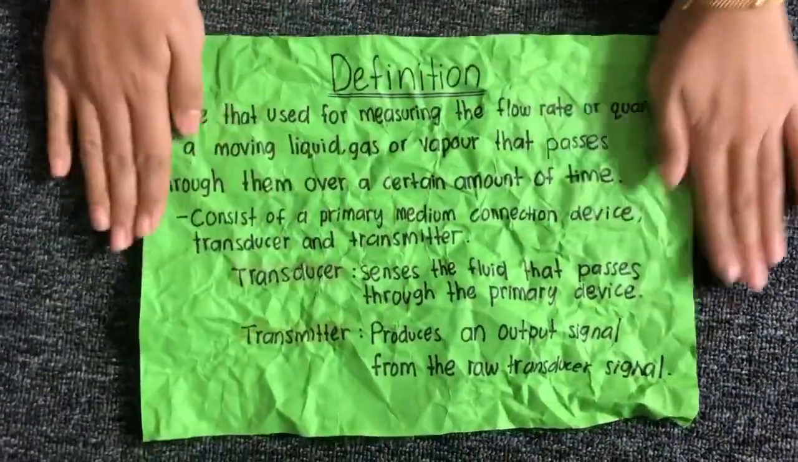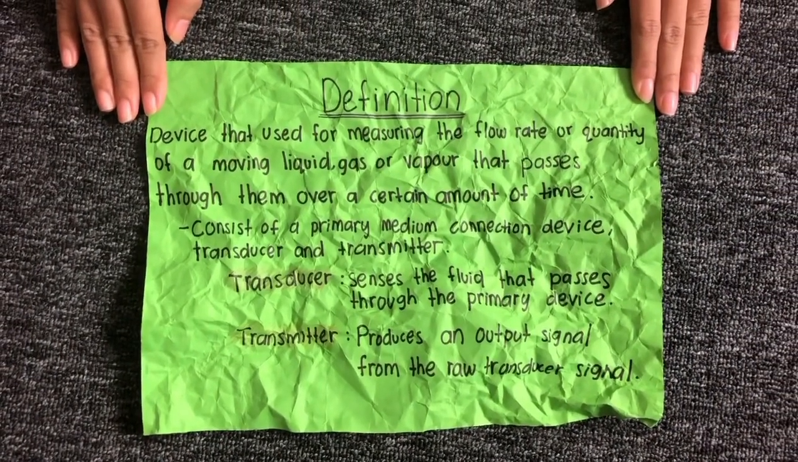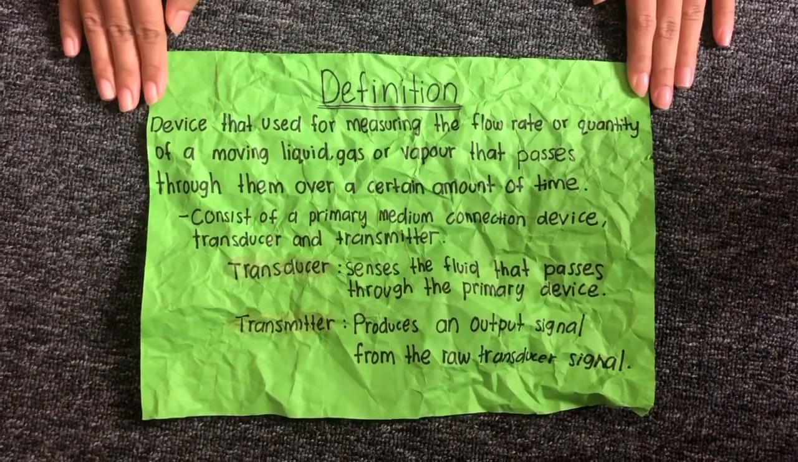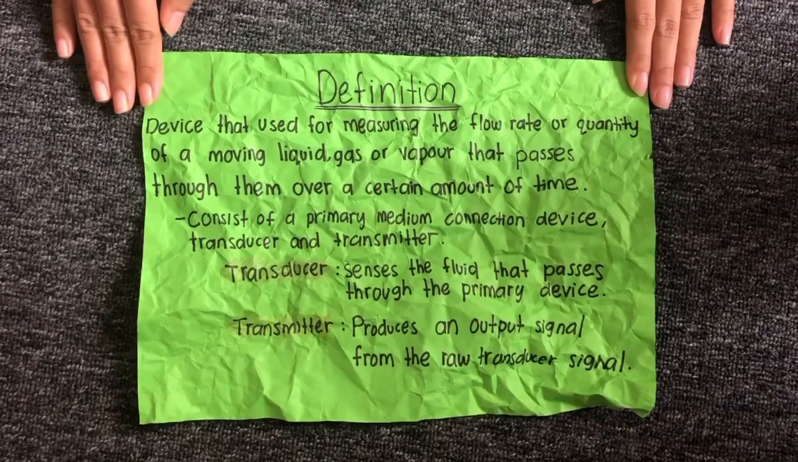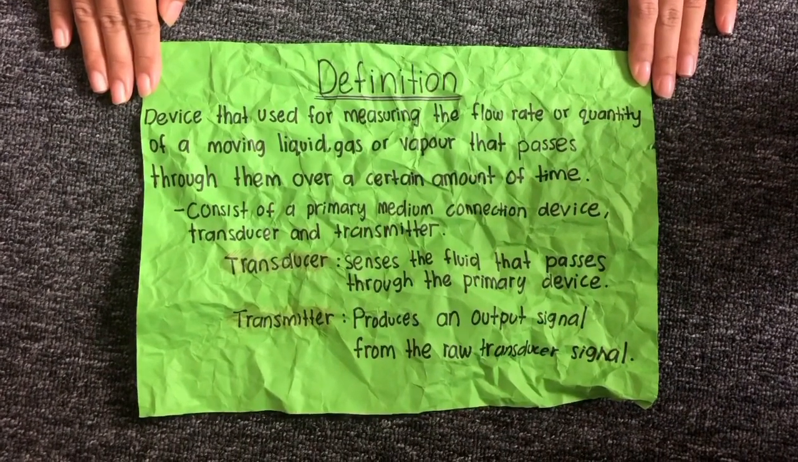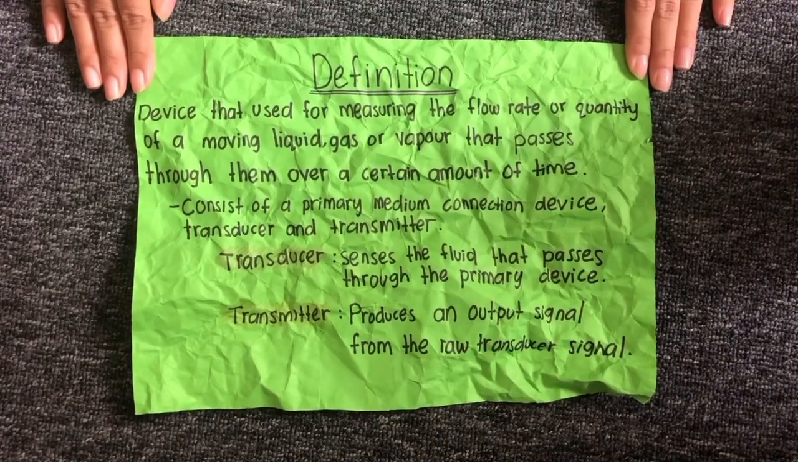A flow sensor is a device used for measuring the flow rate or quantity of a moving fluid, gas or vapor that passes through it over a certain amount of time. It consists of a primary medium connection device, transducer and transmitter. The transducer senses the fluid that passes through the primary device, while the transmitter produces an output signal from the raw transducer signal.